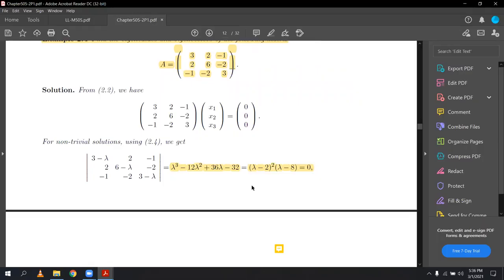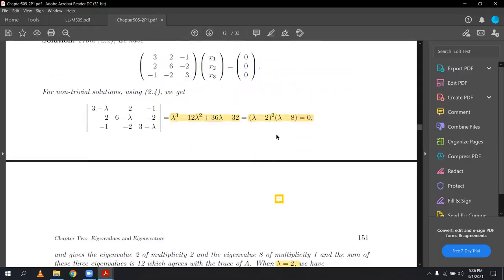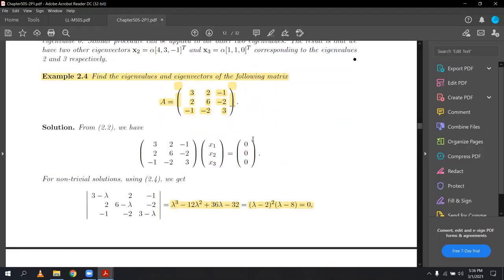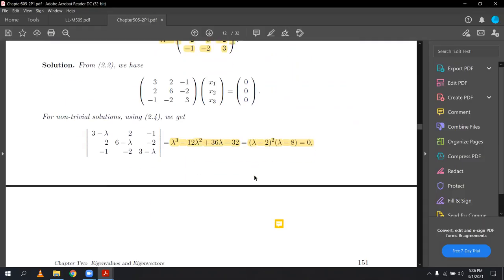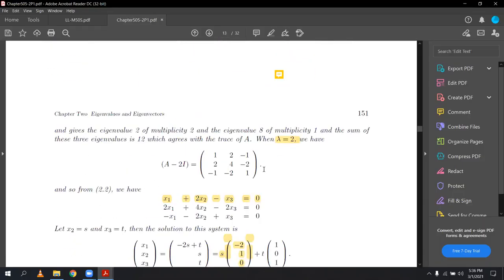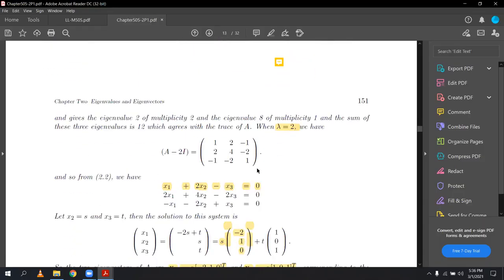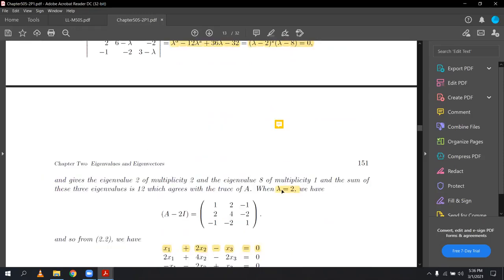So we have 3 eigenvalues, 2, 2, and 8. So it means, what is the trace? Trace is 3, 6, 9, and 12. So this is 12. So, okay. Now, when lambda is repeating, its corresponding eigenvectors should not be repeated. This is the point you have to remember. I told you eigenvalues may be repeated, but eigenvectors should not be repeated.